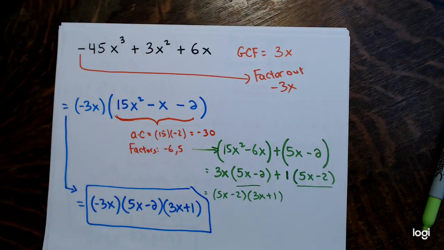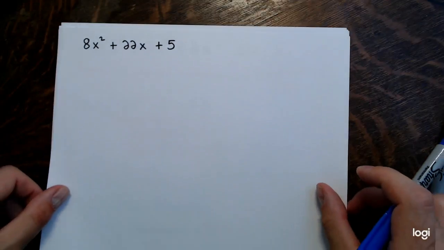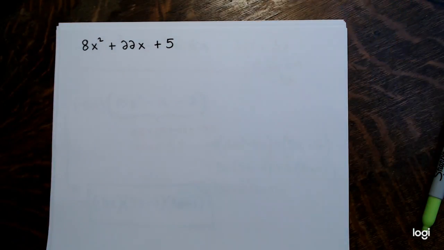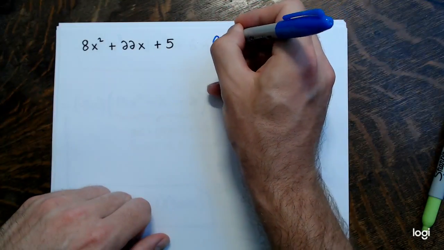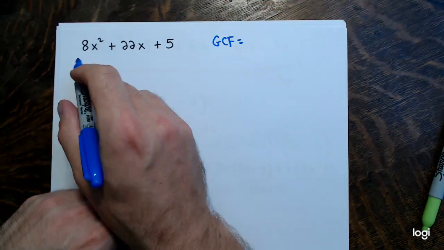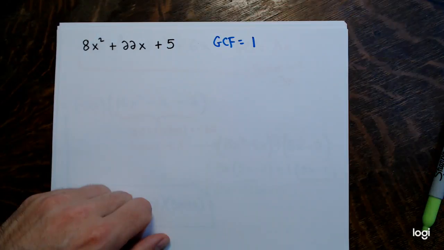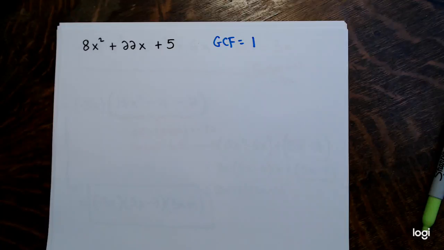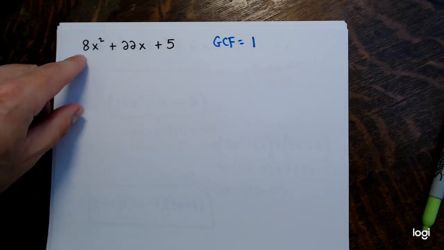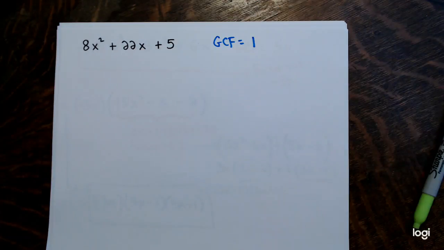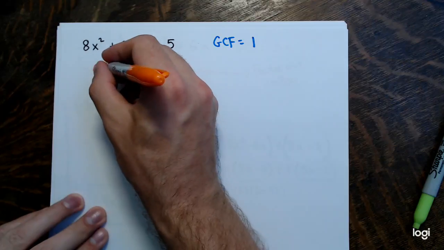Alright, so here's yet another example of a polynomial with 3 terms. It's going to be a bit of a longer video today. Alright, so I look at the GCF. Now here, the greatest common factor of all 3 of these terms is 1. So nothing to pull out. And then, it's in that form, ax squared plus bx plus c, where a is 8, b is 22, c is 5. Alright, so I take the usual steps.